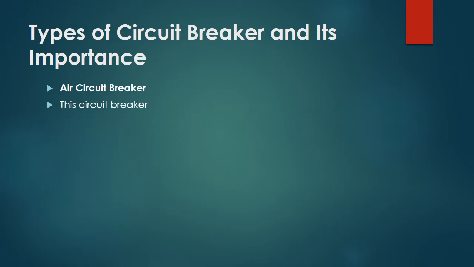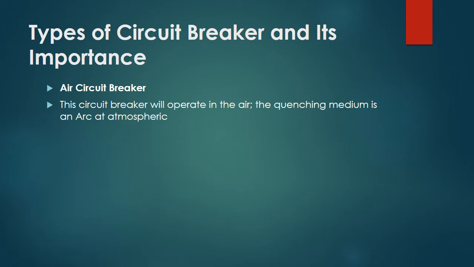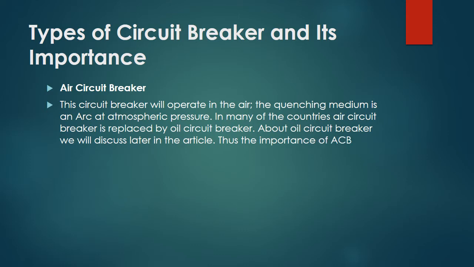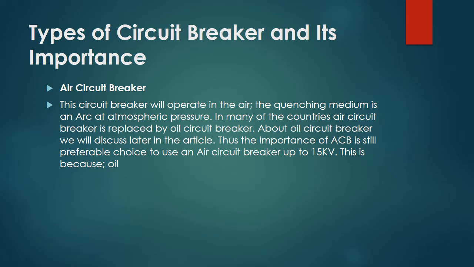Air circuit breaker. This circuit breaker operates in the air. The quenching medium is the arc at atmospheric pressure. In many countries, the air circuit breaker is replaced by the oil circuit breaker. About the oil circuit breaker we will discuss later in the article. Thus, the ACB is still the preferable choice up to 15 kV, because an oil circuit breaker may catch fire when used at that voltage. The two types of air circuit breakers are the plain air circuit breaker and the air blast circuit breaker.